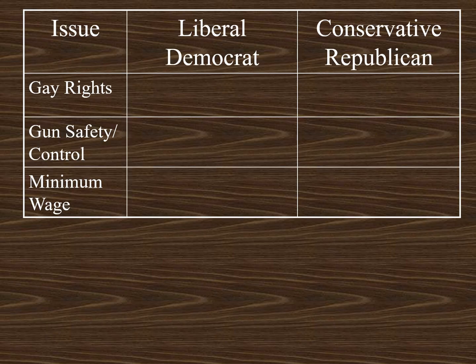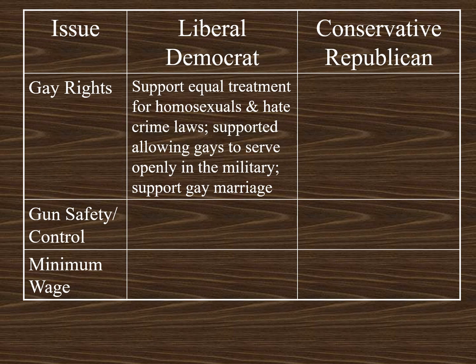Here are three more issues that divide Democrats and Republicans, starting with gay rights. Liberal Democrats support equal treatment for homosexuals under the law. For example, if a gay couple wanted to adopt children, they would support that. If someone was fired from their job because they were gay, they would say, hey, that's an unlawful firing. Liberal Democrats worked to try to make sure that homosexuals were allowed to serve openly in the military. That's changed now. Same with gay marriage.